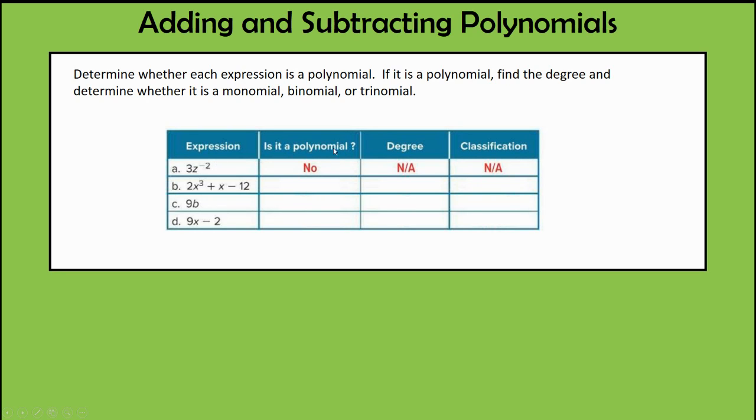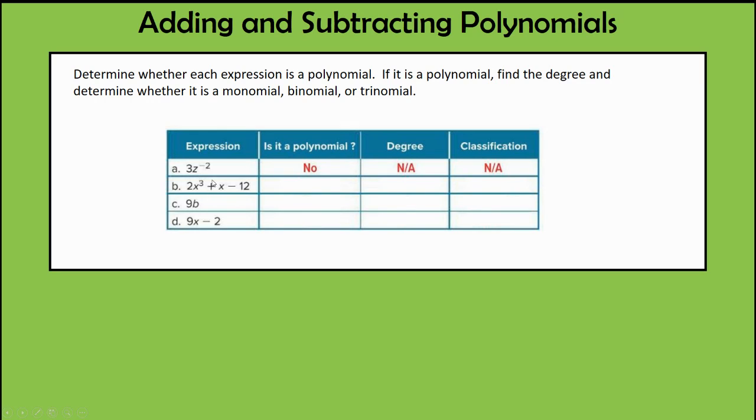It's got to be a polynomial for us to talk about degree and classification. Okay, let's look at our second example, B here. 2x cubed plus x minus 12. Okay, so when you look at this, what I want you to see is this addition and subtraction. What those two are doing is separating terms.